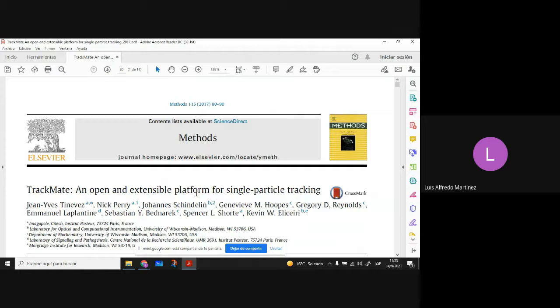Today, I will talk about the paper TrackMate, an open and extensible platform for single particle tracking. In this paper, they present a plugin for use in tracking unique and differentiated particles. It was originally designed to study embryos of C. elegans, but the tool has a wide range of applicability for tracking cells in a variety of biological systems.